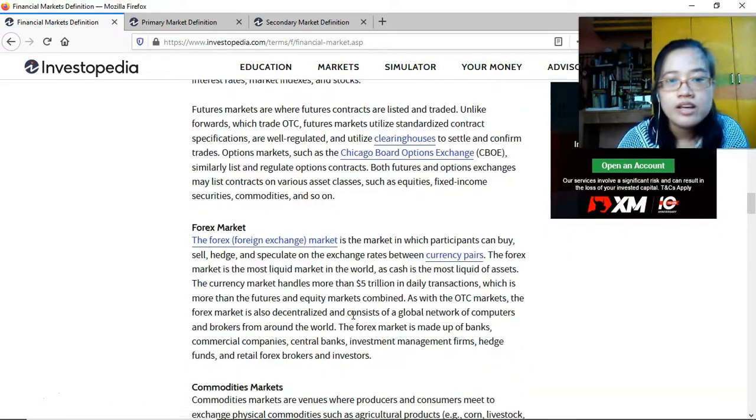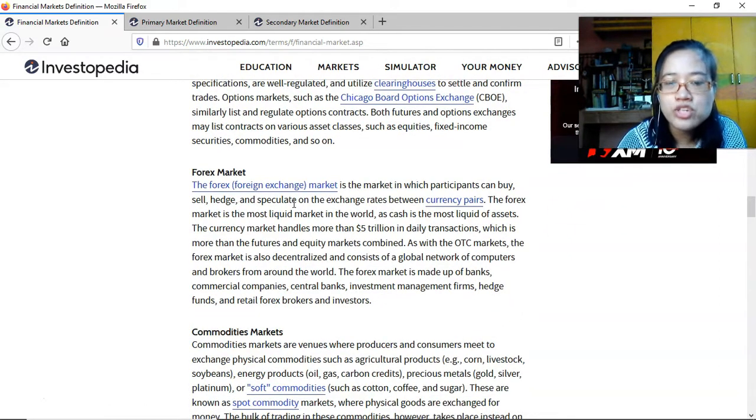And now we have the Forex market. The foreign exchange market is a market in which participants can buy, sell, hedge, and speculate on the exchange rates between currency pairs. So it's, for example, USD/CAD, USD/peso, USD/JPY, USD/euro, USD/pound, things like that. The Forex market is the most liquid market in the world because essentially those are already money, right? As cash is the most liquid of assets.